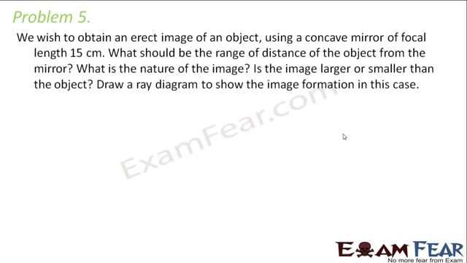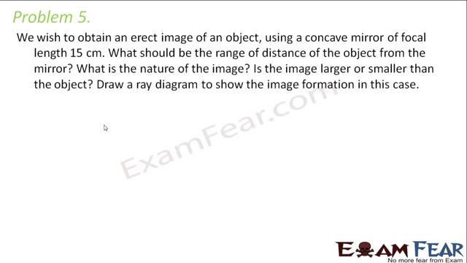Let us look at the last problem of this topic. It says we wish to obtain an erect image of an object using a concave mirror of focal length 15 centimeters. What should be the range of distance of the object from the mirror? For a concave mirror you would have seen we plotted for different object distances. We can get real and inverted images. We can also get virtual and erect images. But what did we see?